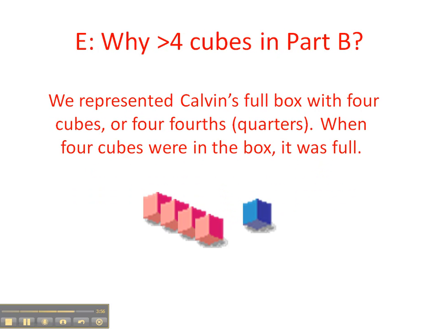count in quarters. Question E wants us to reflect on why did you use more than 4 cubes to build the model for the improper fraction in part B? Well, if you'll remember, we had to fill our box, and we managed to get to 1 full box, and we had 1/4 of a second box full. Well, we represented Calvin's full box with 4 cubes, or 4/4, and we call these quarters sometimes. When 4 cubes were in the box, it was full, so we needed to start a new box, and that's why we had 5 cubes in total, and that's how we created an improper fraction, 5 over 4.